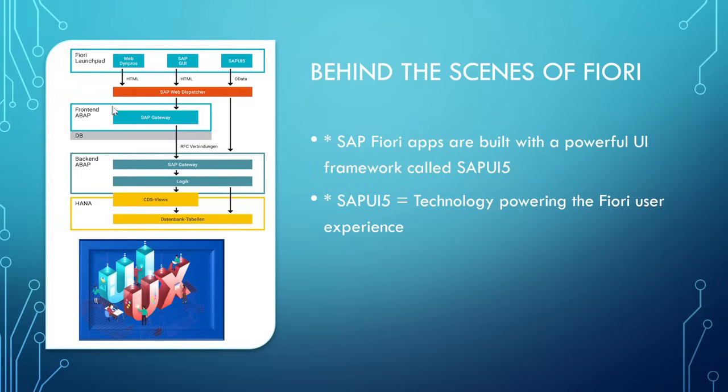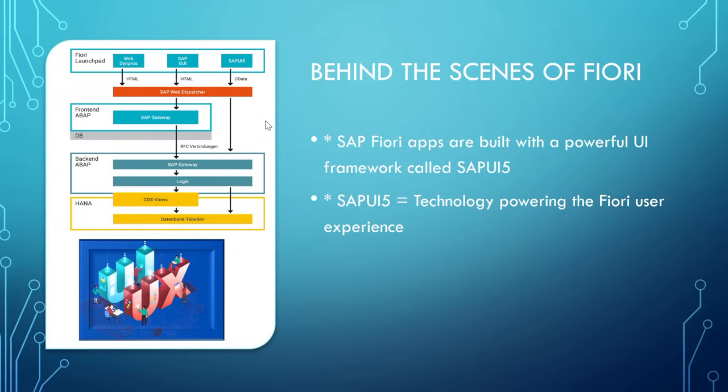The second one is the front-end ABAP server. It handles the complete OData services exposed via SAP Gateway, and it also acts as the middleman between the UI part and the backend logic. The communication with the backend is through remote function calls.